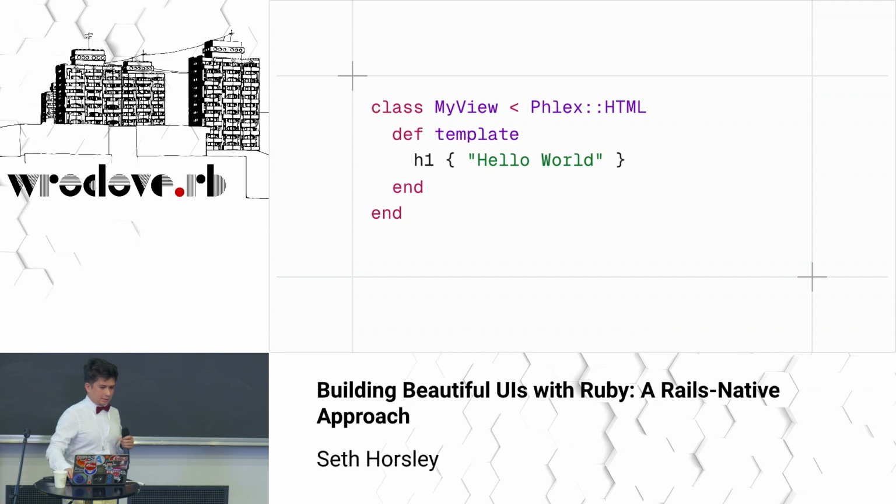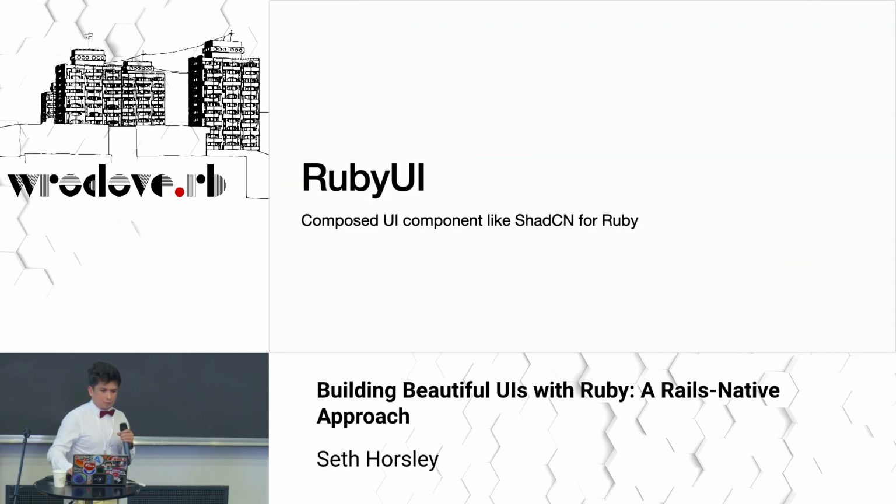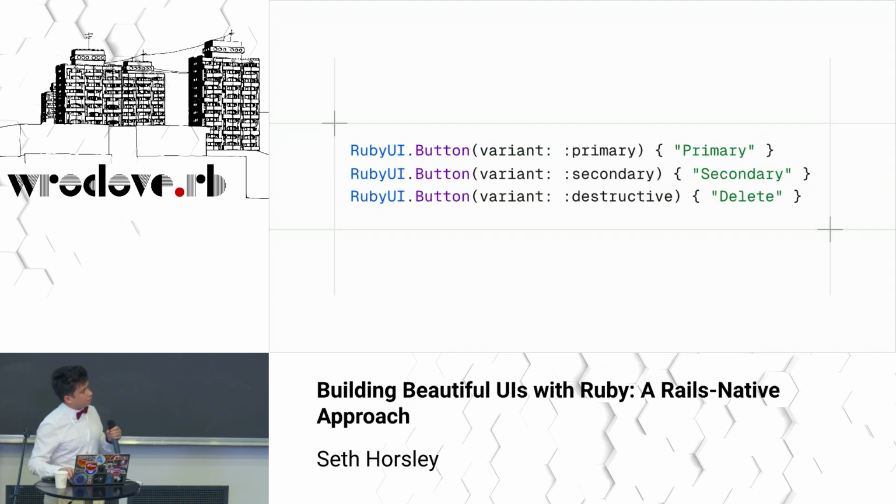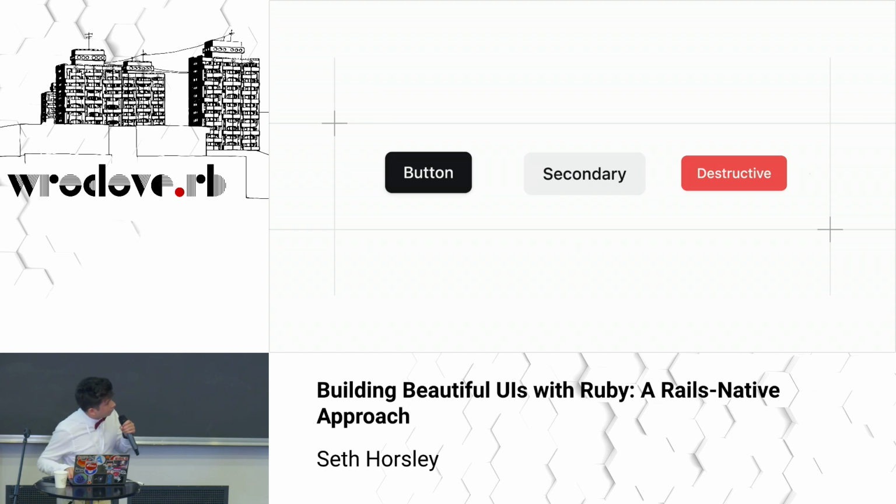So here's a basic example of how Phlex works if y'all don't know. You just take a block, pass it into the tag that you want, and it renders it really fast. Ruby UI is a shadcn-style component library for Phlex, and this is what some of the primitives look like. So here's a button. You can pass it variants, primary, secondary, and this is the beauty that comes from that.